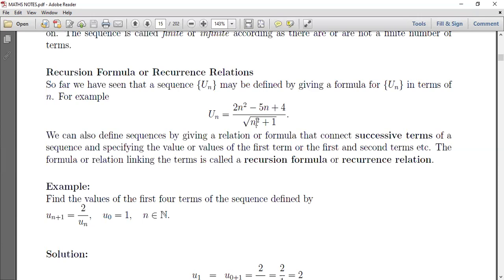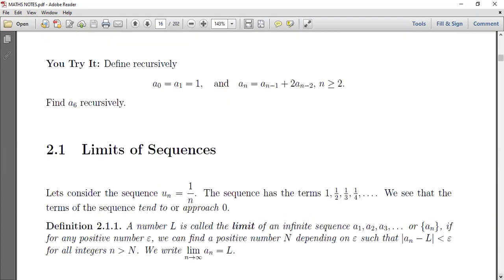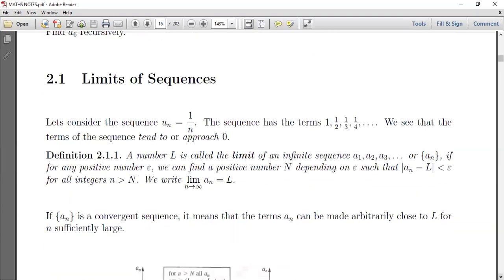But when it's given as a recurrence formula, you need previous terms which are there in the formula for you to calculate the next terms. But one thing about these sequences is that we should be able to calculate the limit of a sequence. Okay, what is the limit of a sequence?